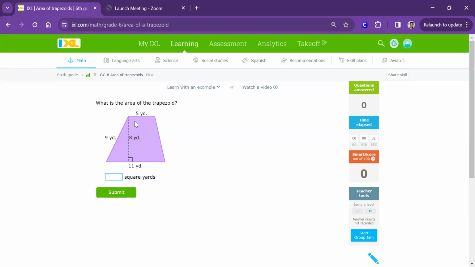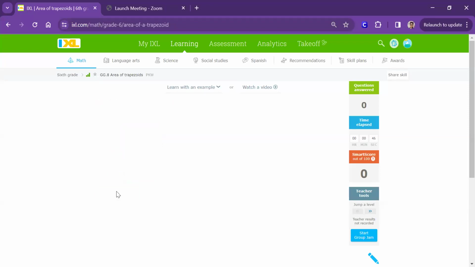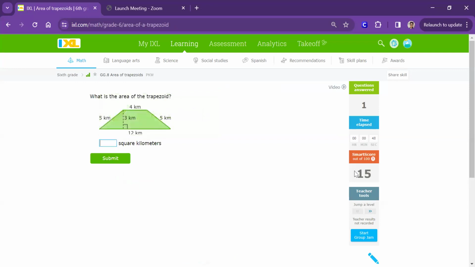It's not the slant height, but it's the distance that's perpendicular to the base. So 16, half of that is 8. So 8 times 8 is 64. So this should be 64 square yards. Got that right. And then it shows you your point. So I can see all the work that you do even from home. Okay. And I can see how many questions you worked on and how long you worked on them.